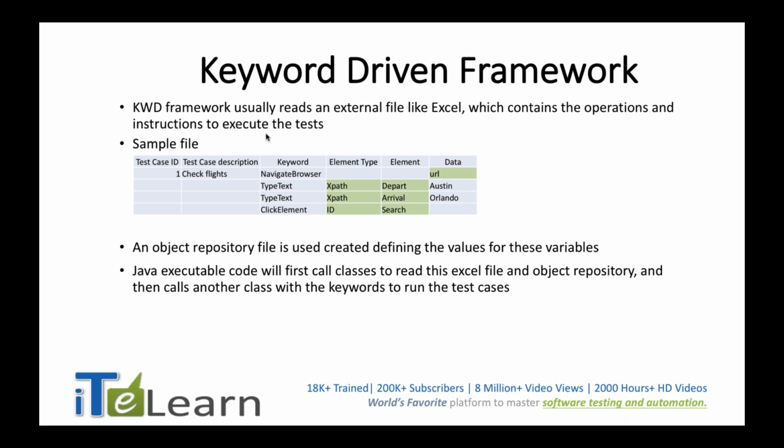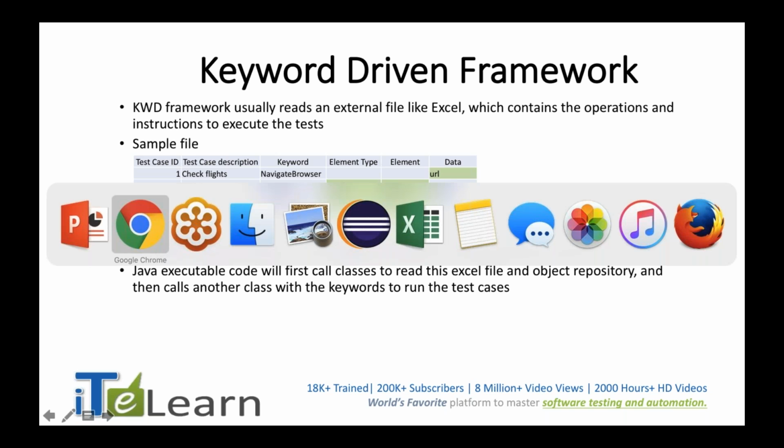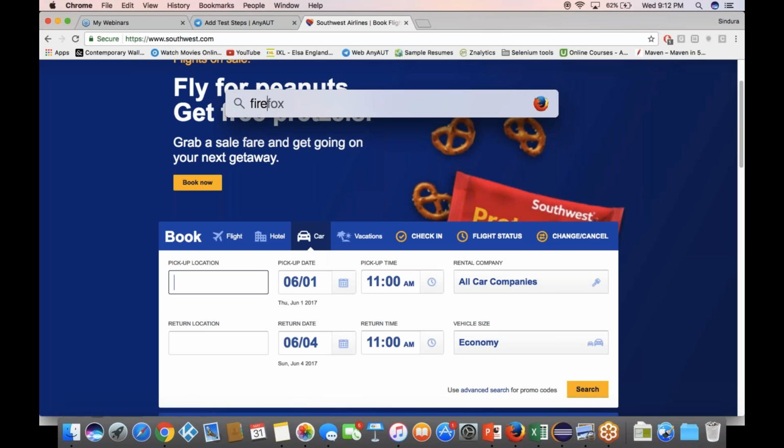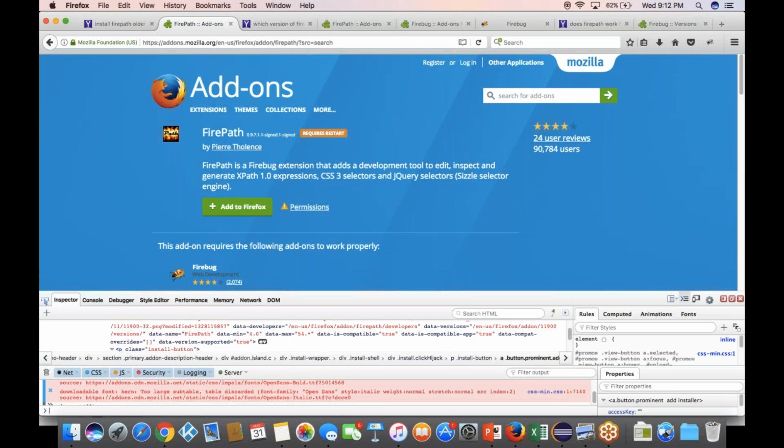If you go back to keyword driven framework, I said the object repository can have the definitions of these elements, right? So let's say departure, or search, if it is being identified by ID. Let me show it to you in Firefox. It looks like I downgraded my Firefox.